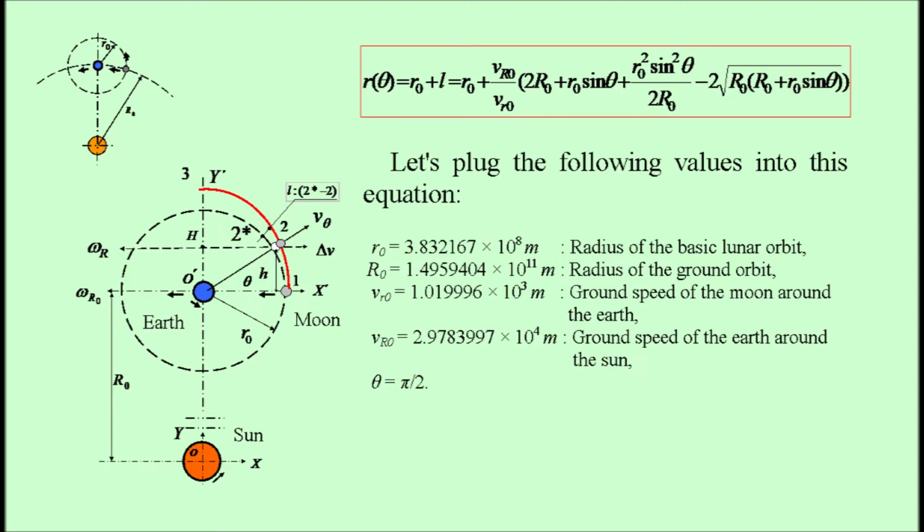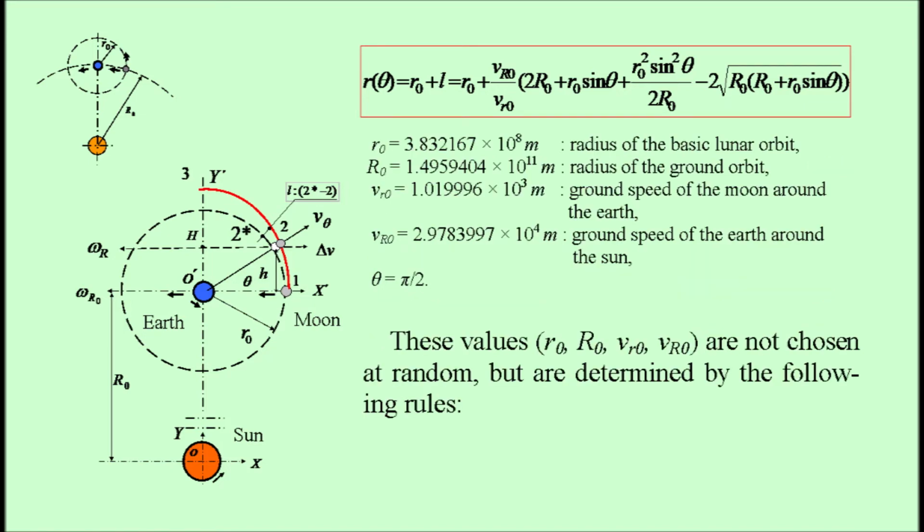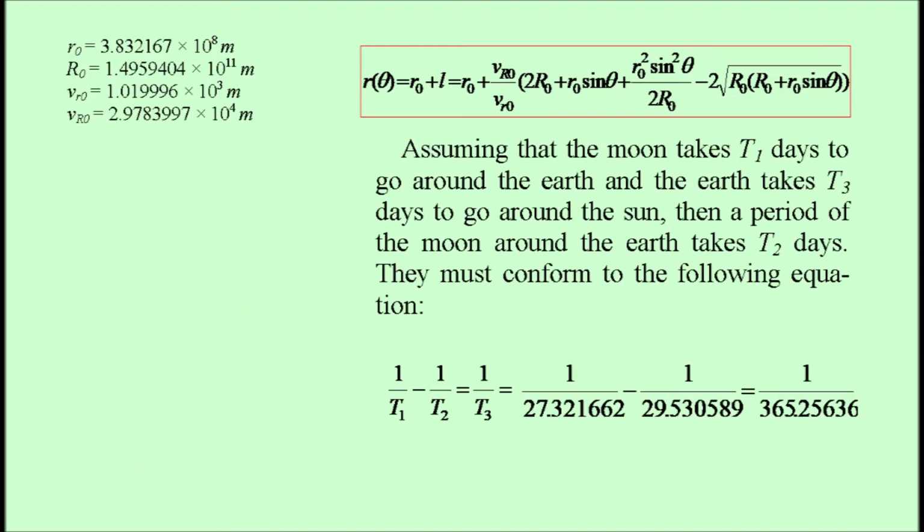Let's plug the following values into this equation. These values are not chosen at random, but are determined by the following rules. Assuming that the Moon takes t1 days to go around the Earth and the Earth takes t3 days to go around the Sun, then a period of the Moon around the Earth takes t2 days. They must conform to the following equation.